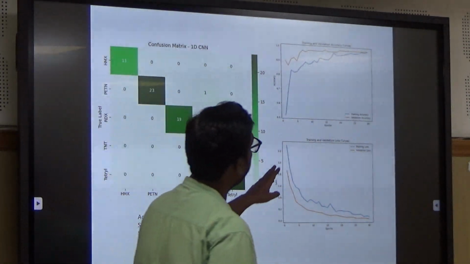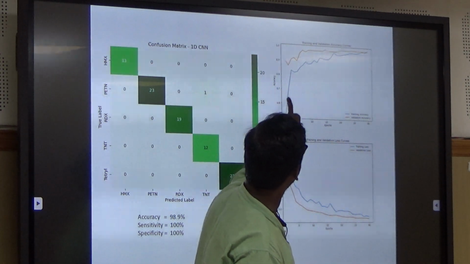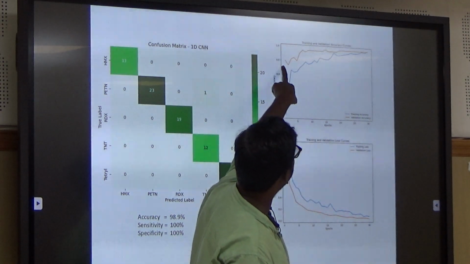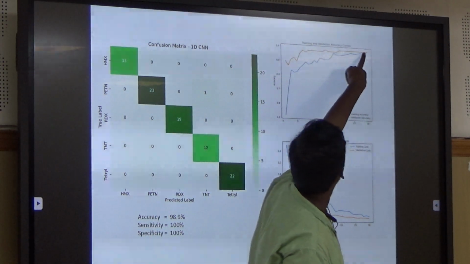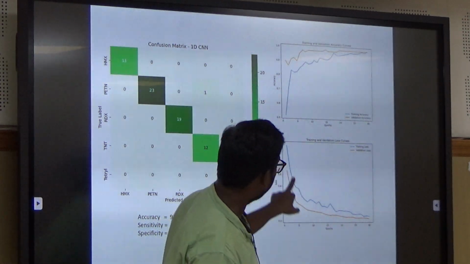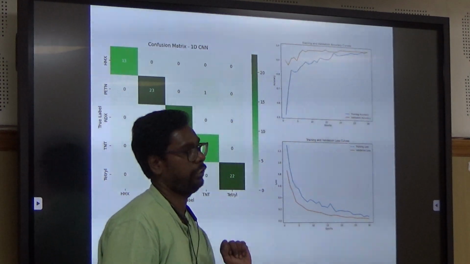And you have a validation curve. My training accuracy and validation accuracy are both coinciding at nearly 98%. My loss curves go from 0.1 to 0.2, both for training and validation sets.